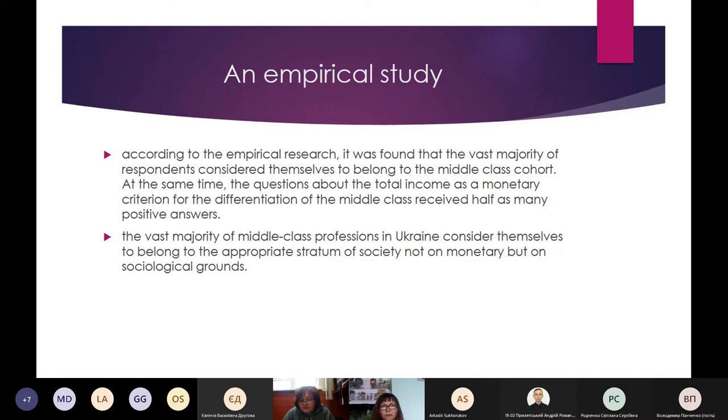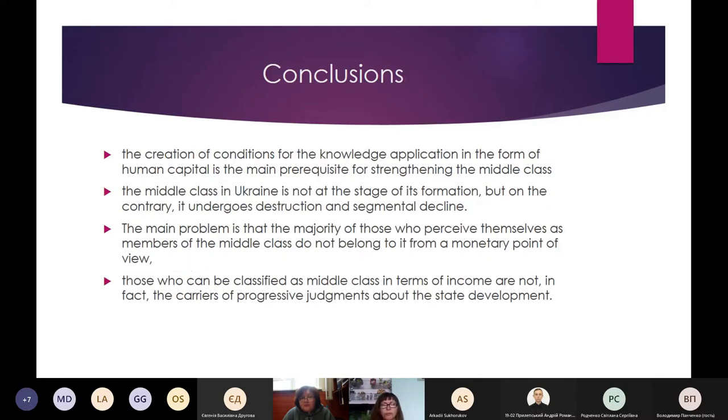And we have arrived at the following conclusions in the course of the research. The criterion of conditions for the knowledge application in the form of human capital is the main prerequisite for strengthening the middle class. The middle class in Ukraine is not at the stage of its formation, but on the contrary, it undergoes destruction and segmental decline. The main problem is that the majority of those who perceive themselves as members of the middle class do not belong to it from a monetary point of view. Those who can be classified as middle class in terms of income are not, in fact, the carriers of progressive judgments about the state development.